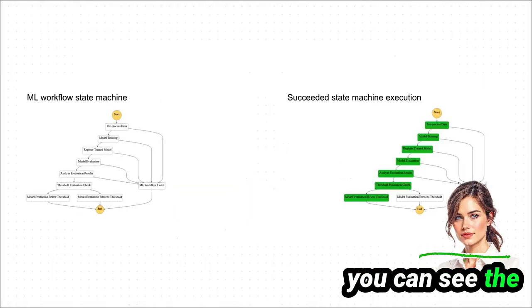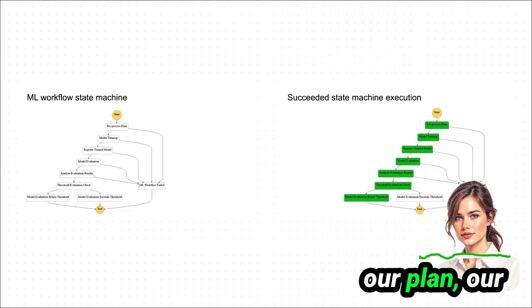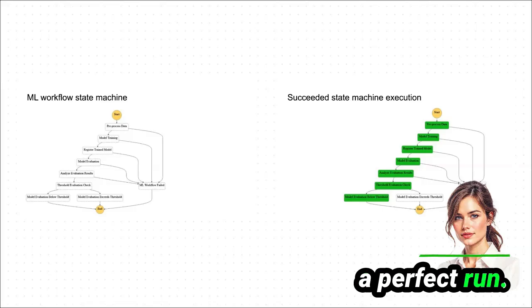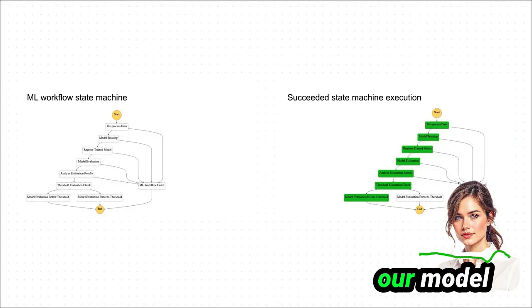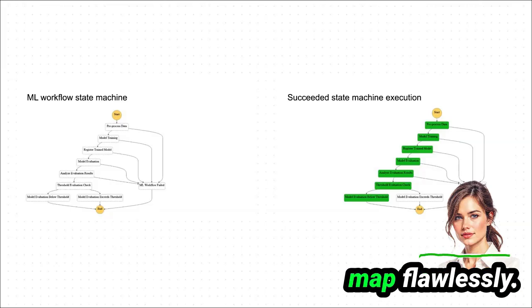And you can see the result of that journey right here. On the left, that was our plan, our starting map. And on the right, a perfect run. Look at that. Every single step is green. That means our model trained hard, it passed its exam, and it followed the map flawlessly.